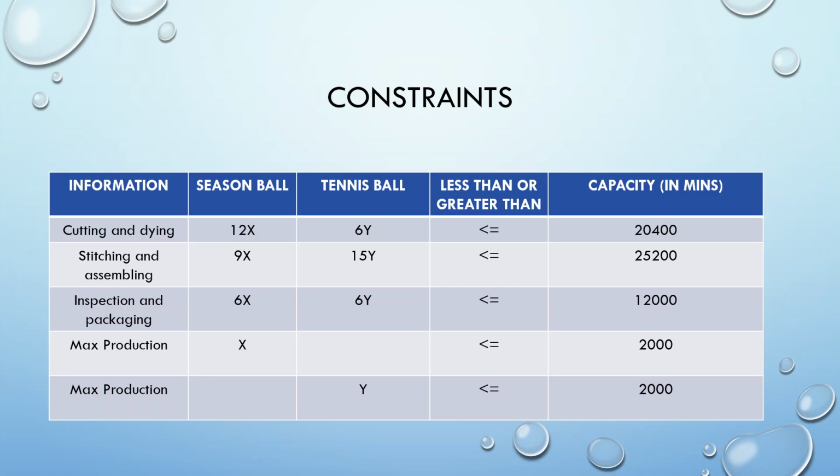Yes, one more thing. I can produce a maximum of 2000 season balls and a maximum of 2000 tennis balls. So x is less than or equal to 2000, and similarly y is less than or equal to 2000. So these are my constraints. Again, I am saying resources are limited. So in the same way, we apply the same rules in production for formulating the constraints.